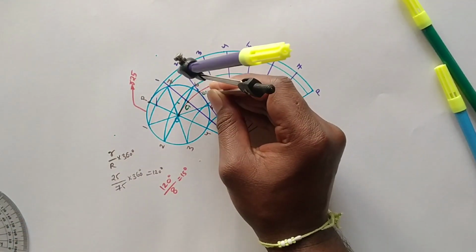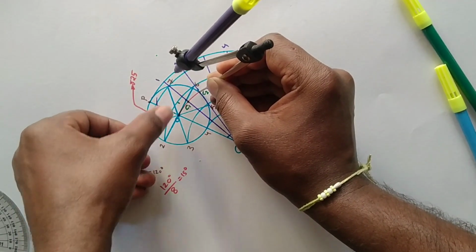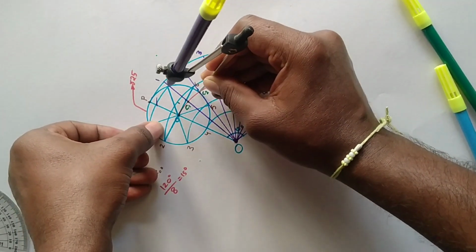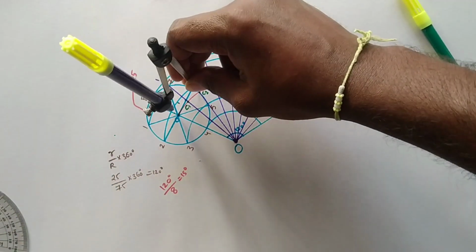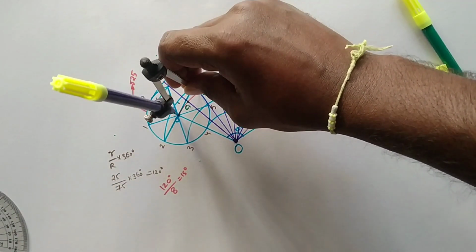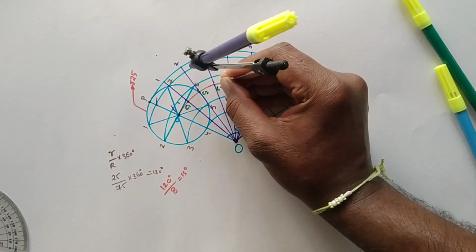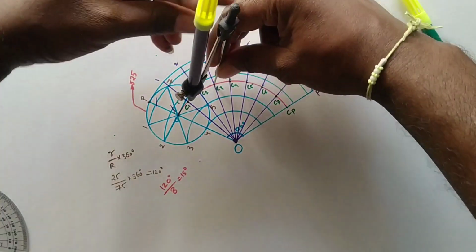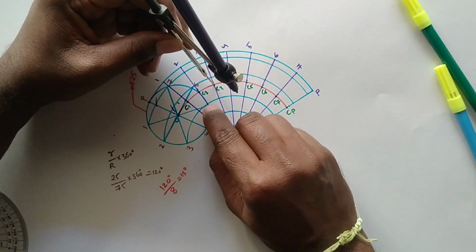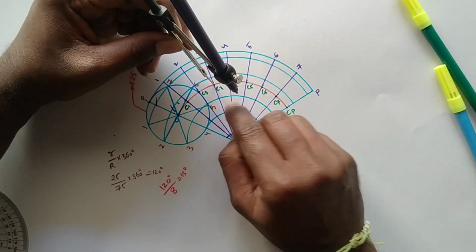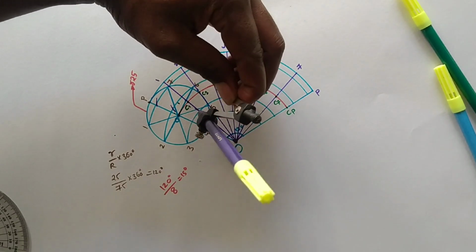Next, C2 as the center. This curve passes through 2 and 6. With the help of your compass at C2 as the center, cut this curve. Next, C3 at the center. This curve passes through 3 and 5. Cut this one.